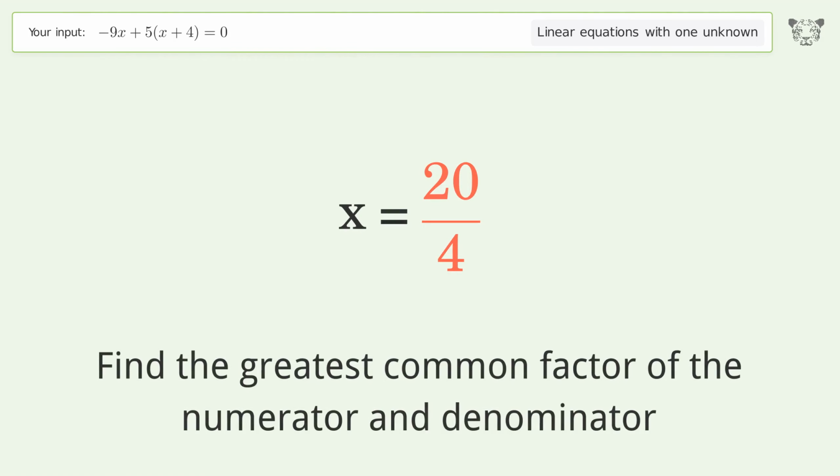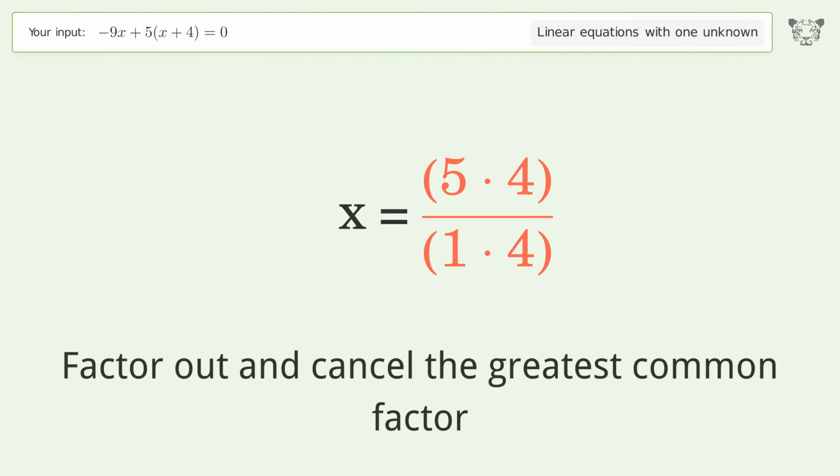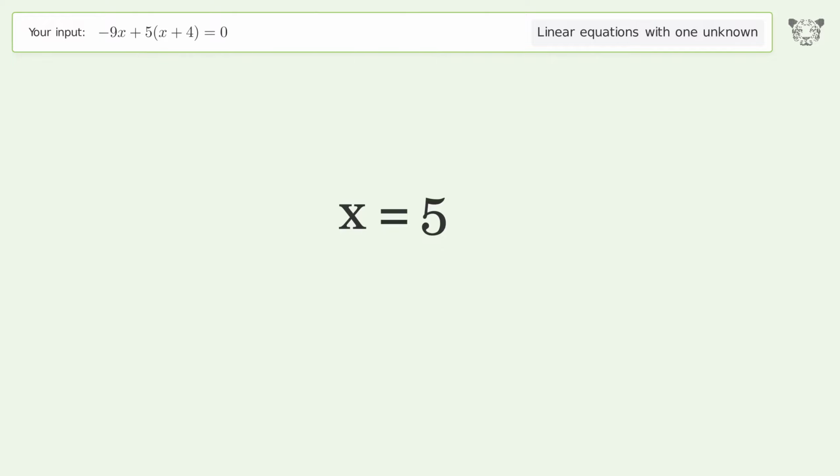Find the greatest common factor of the numerator and denominator. Factor out and cancel the greatest common factor. And so the final result is x equals 5.